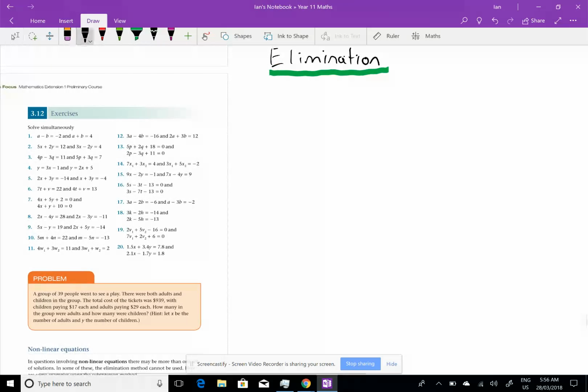So the first one here, question number 1, I've got a minus b equals -2, and I've got a plus b equals 4. Now, when choosing the elimination method, all you've got to do is look at the variables and see if they have the same size. So, for example, both my a's in this are 1a. Also, both my b's in this are 1b. One's negative, one's positive. And that'll help us make a decision later on.